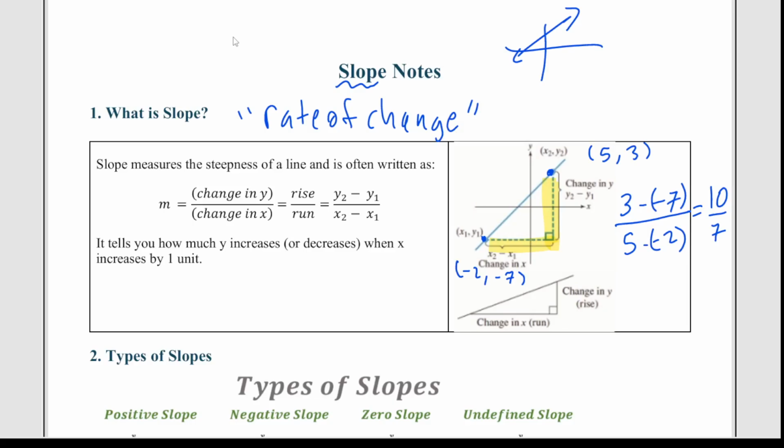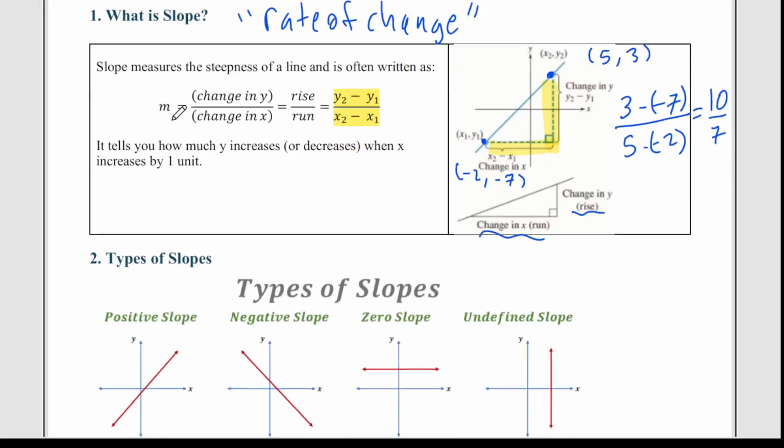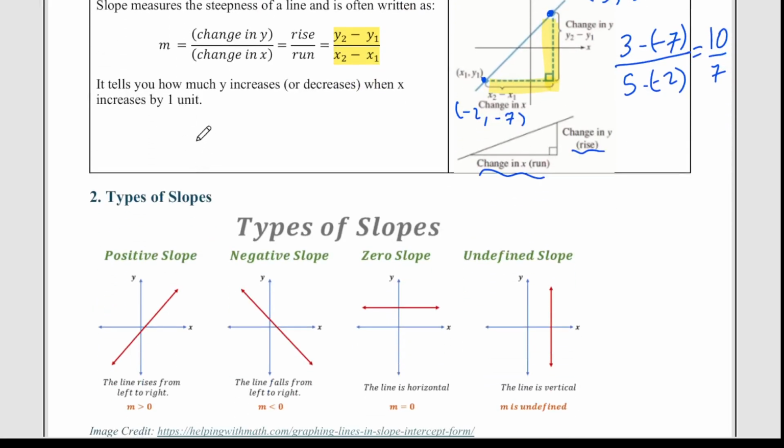Oftentimes, being comfortable with the formula to just be able to plug and chug any 2 points is going to be a little bit more consistent, particularly whenever the numbers become just literally too big to physically count on a graph. But the idea is that what you're doing is still change in y divided by change in x. Now, slopes also do have a sign that depicts what direction that rate of change is going.